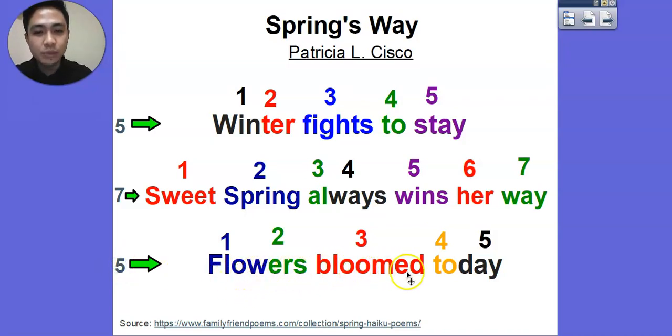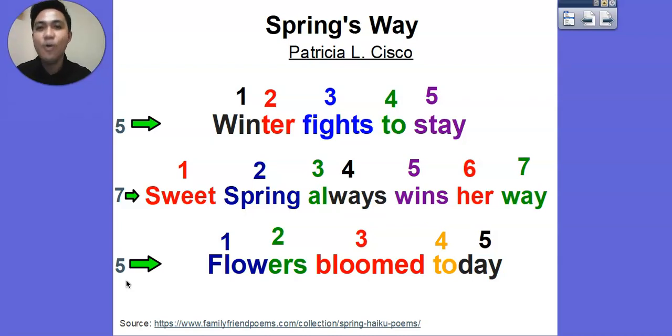Flowers bloomed today. Let's count. 1, 2, 3, 4, 5. Alright, so remember this. The first line must have 5 syllables. The second line must have 7 syllables. And the third line must have 5 syllables. Okay? Is it clear? Very good.